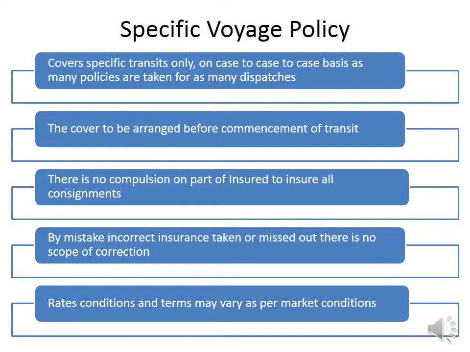There is no compulsion on the part of the insured to insure all the consignments. So the insurance company can say, no, I feel this particular risk is heavy, I am not going to accept it. Or if they get a clue that the consignment already has some problem, they will say, no, I am not going to take the insurance for this. So by mistake, incorrect insurance is taken, an incorrect item has been incorporated, and then there is no scope for corrections, because it is a 2-3 day journey or something. There were many types of fraud in these types of policies.